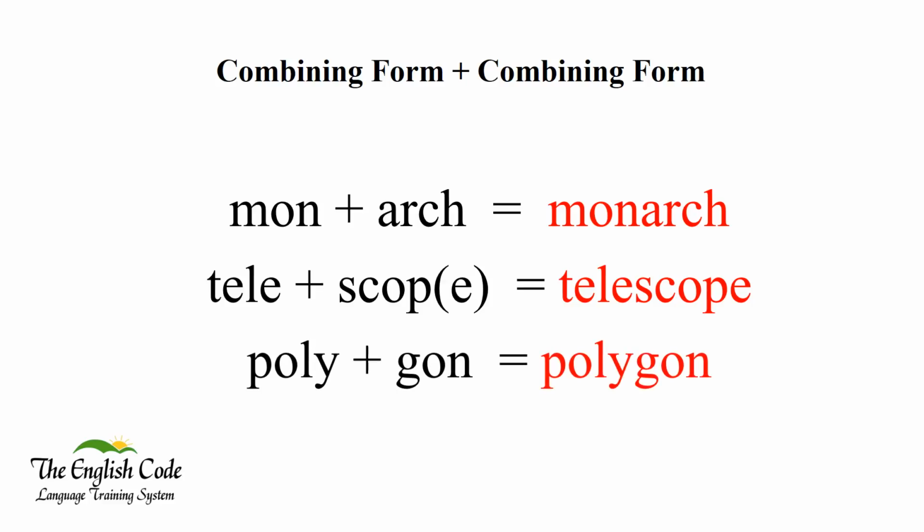We have poly, which means many, and gon, which means angle. We combine them, we get polygon. A polygon is a shape with many angles.